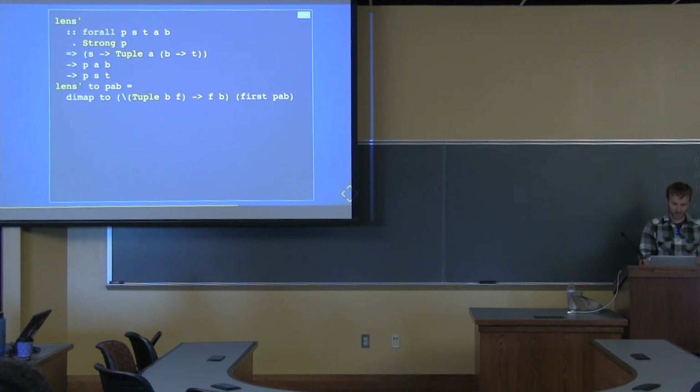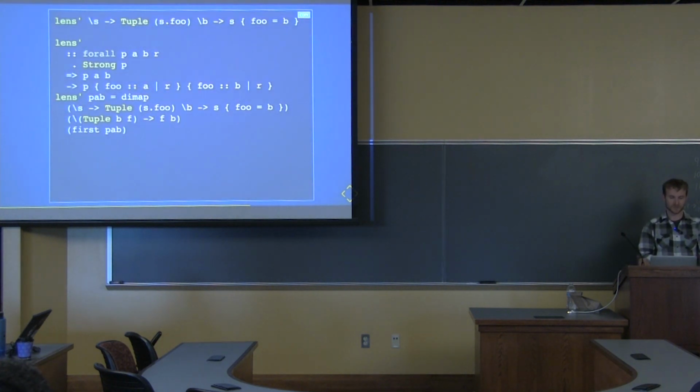So if we substitute in the 2 function, we see that in lens, this is what lens's implementation was. It was calling lens prime, and this is the function that it was passing in. If we substitute that in, then we have this partially applied lens prime, where we've substituted in this function in place of 2.